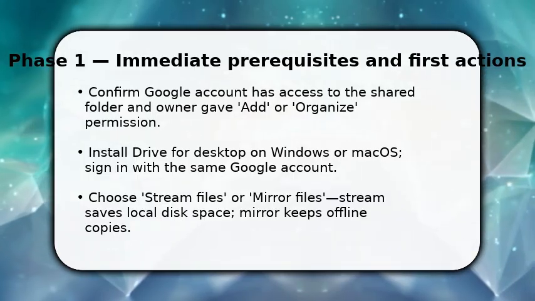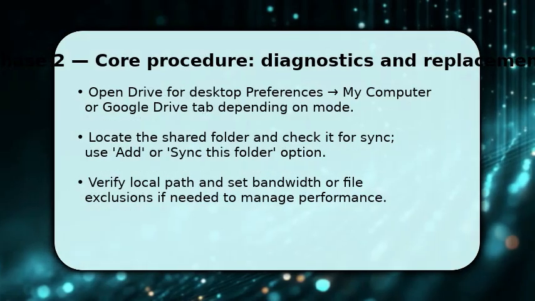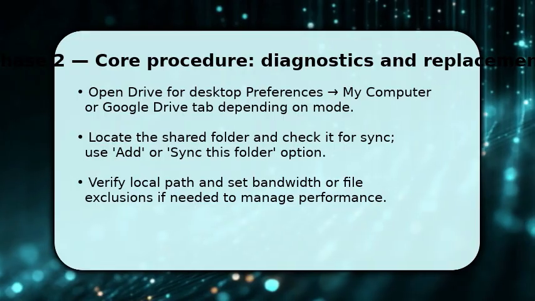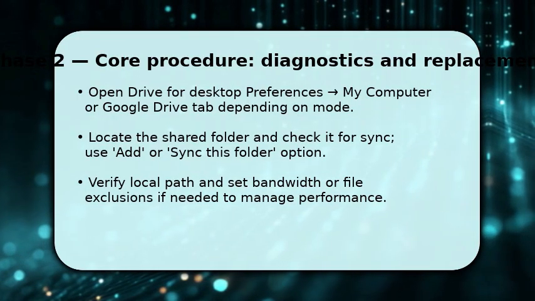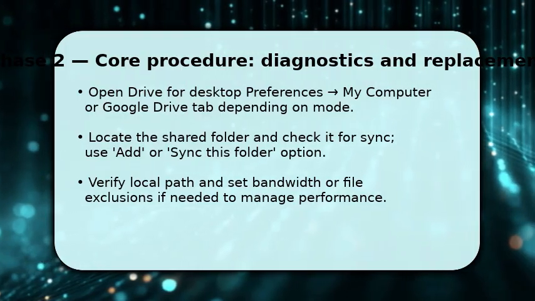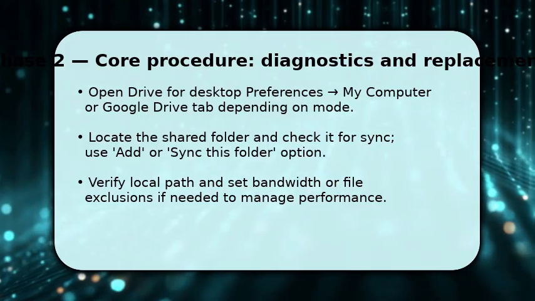Next, open Drive Preferences to prepare for selective syncing. This is where you control. Now you'll add the shared folder to the sync list inside Drive Preferences. Navigate to the Google Drive tab when streaming or the My Computer tab when mirroring, then find the shared folder under Shared with Me or via the web link. Select Add or tick, sync this folder, and confirm the local folder path where files will appear.